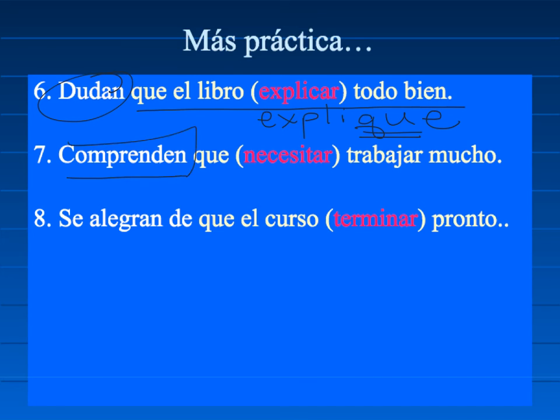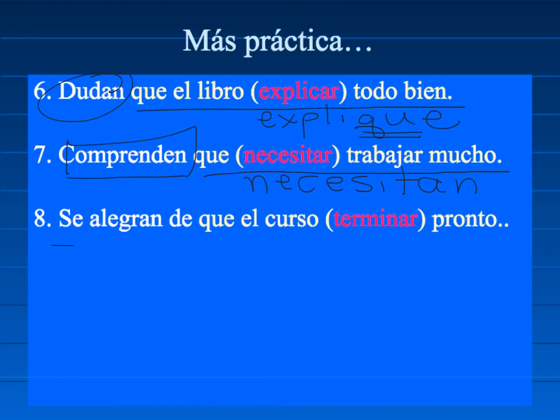Comprenden, they understand. Here's my que clause, that they need to work a lot. So if they understand that they need to, then there's no subjunctive here. There's no doubt or disbelief or denial. It's simply a statement of fact.